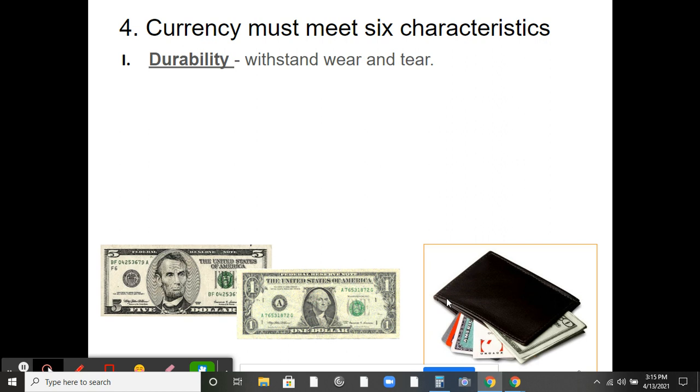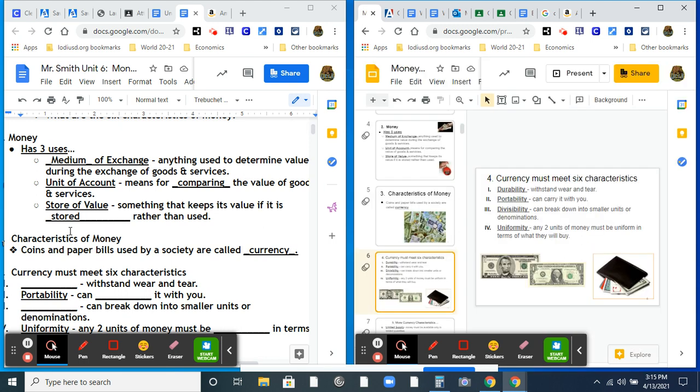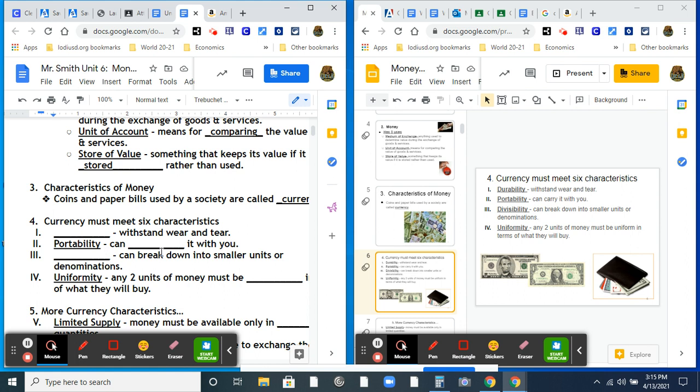Currency must meet 6 characteristics. It has to be durable. It has to withstand wear and tear. It has to be portable. It has to be able to be carried with you, so it can't be too big. So, durable. I don't know if you've ever left money in your pocket when you did laundry, but I have. And one thing good to know is even if you leave your money in your pocket and wash it, it doesn't get ruined. That's good. Portability means you can carry it. Divisibility means it can be broken down into smaller units.